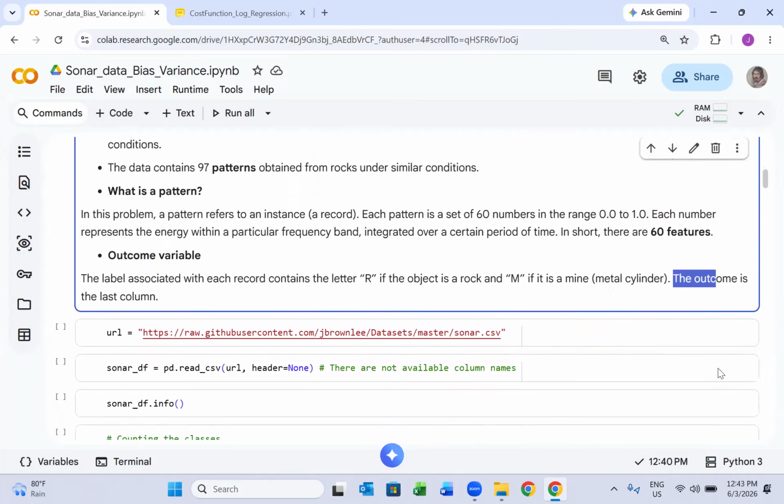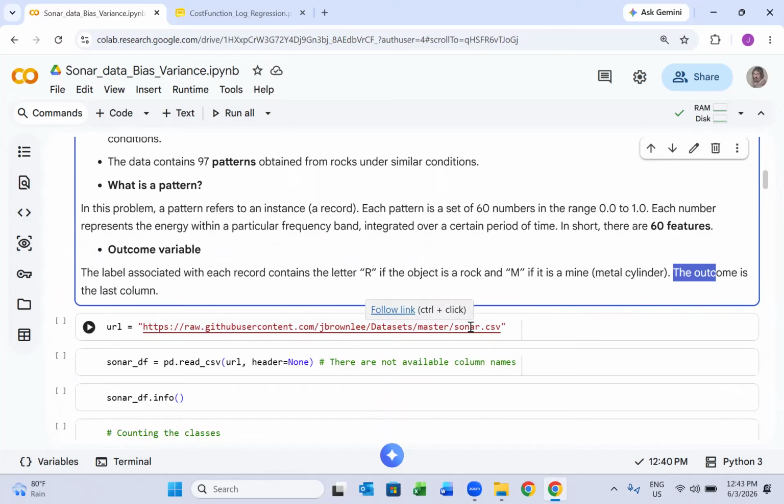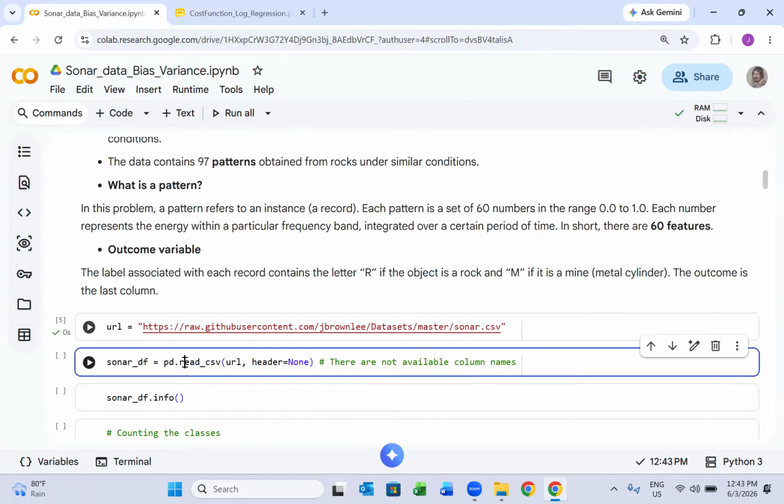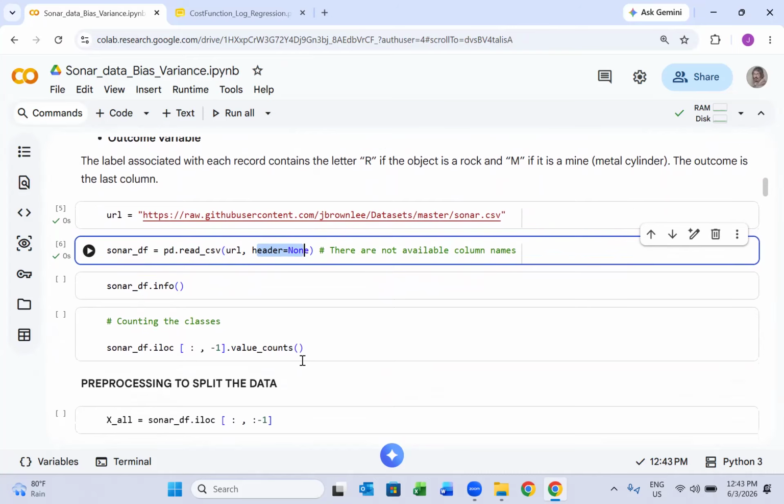Now, the data can be found in this CSV file, Sonar CSV file, which is available on GitHub, specifically at that URL. So that's the URL that we're going to use to access the data. And with that URL, we can invoke the read_csv function from pandas and read that CSV file into a pandas data frame, okay? And there are no column names, so that's why header is None. So we don't know the names of any of the 60 features. We don't need to.